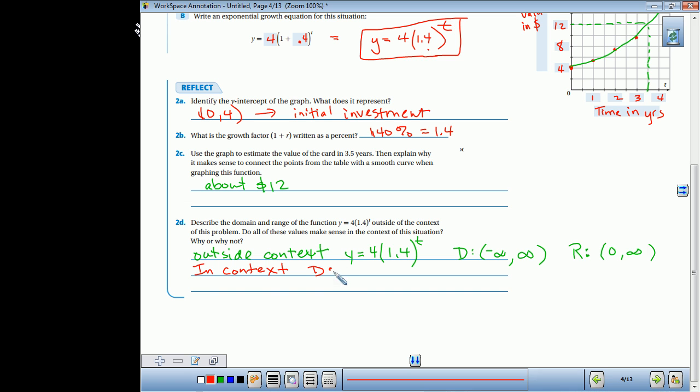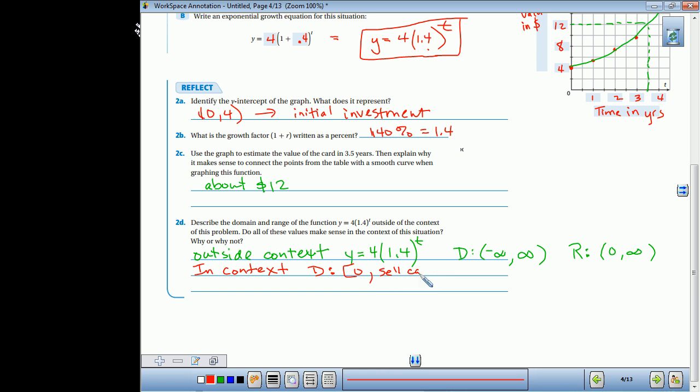Our domain. Does a negative time make any sense? No, a negative time doesn't make sense. The card had no value to us before we bought it. So our domain would go from 0 to, I don't know. Not infinity, because we don't live forever, do we? Until we sell the card?